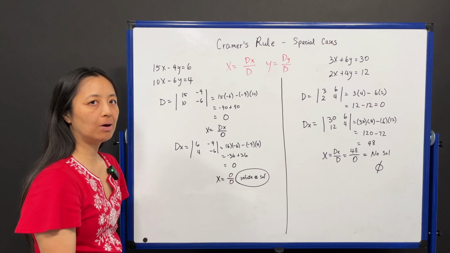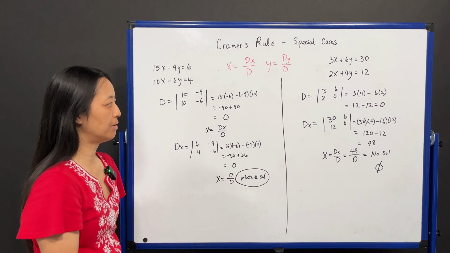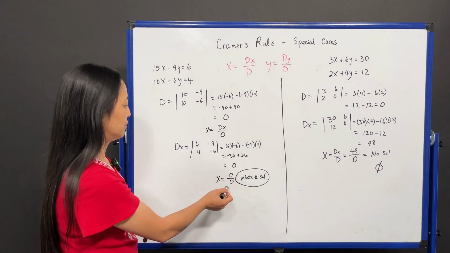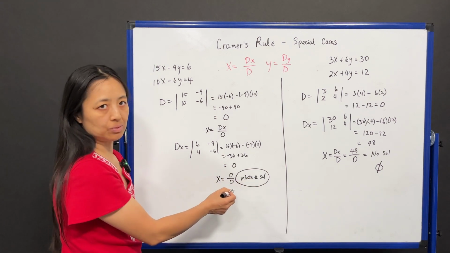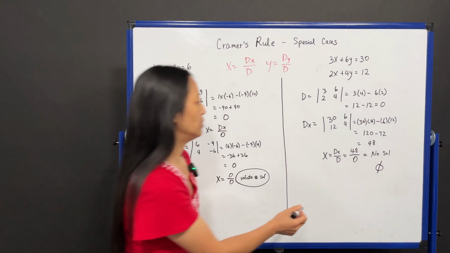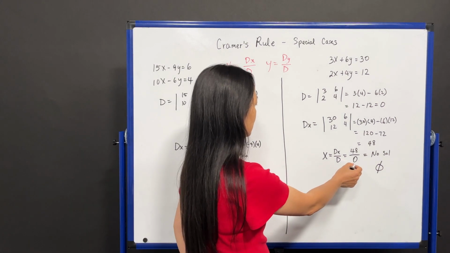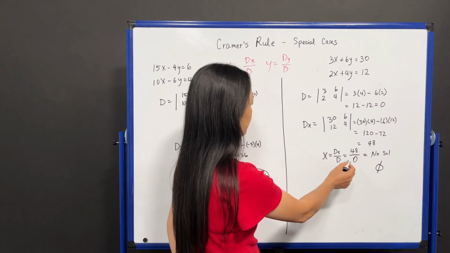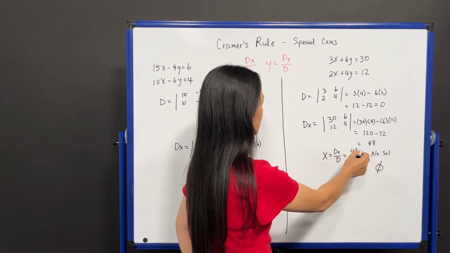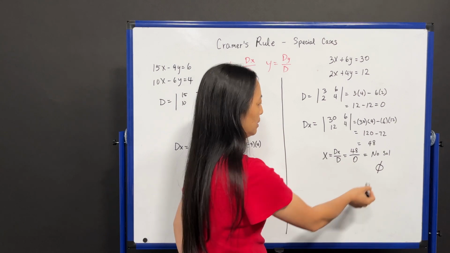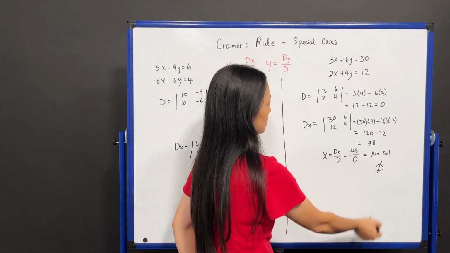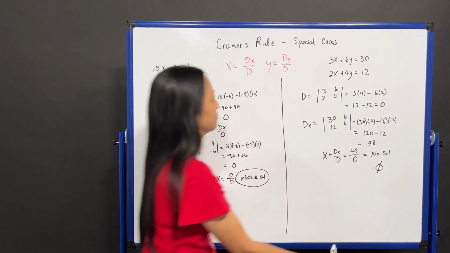Here's a recap on the two special cases we have. When you're dividing by 0 and the numerator is 0, that means you have an infinite number of solutions. When you are dividing by 0, our determinant is 0, and our numerator is a number that is not 0, that means there are no solutions. It's an empty set.